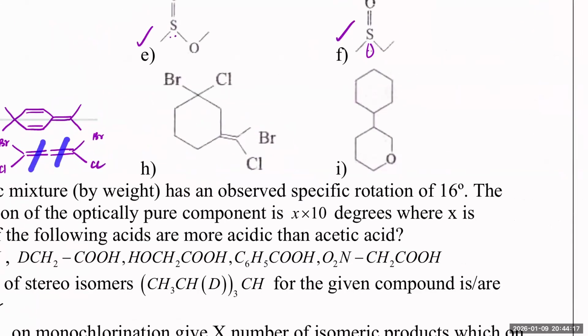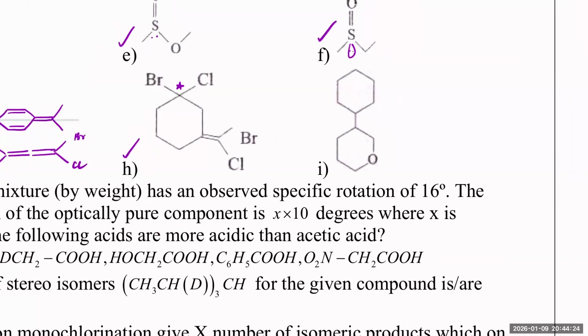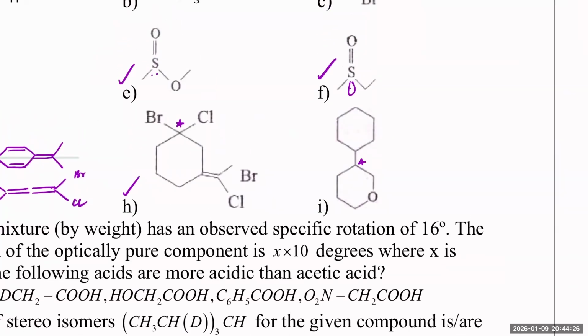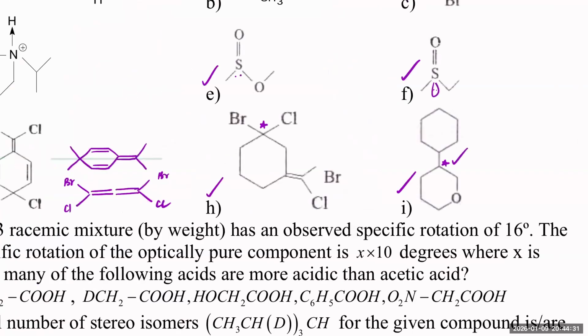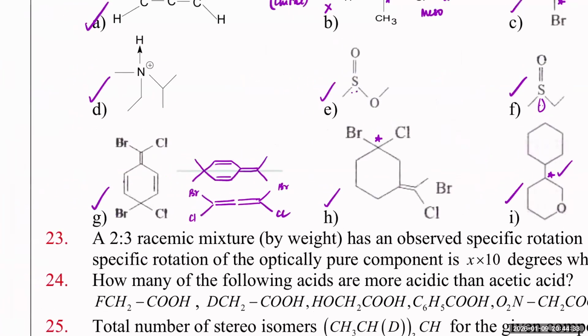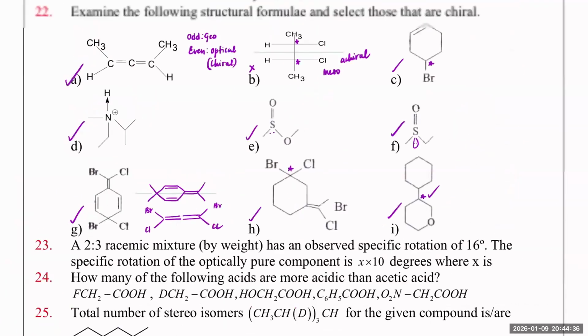Next. You can notice this is a chiral center already, so that makes it anyway chiral for sure. Next. Last one, if you notice this particular carbon is a chiral center, hence that will also become a chiral form. So how many compounds have been chiral? 1, 2, 3, 4, 5, 6, 7, 8. So 8 of these compounds are chiral in nature. I guess this part is clear, everybody, right?